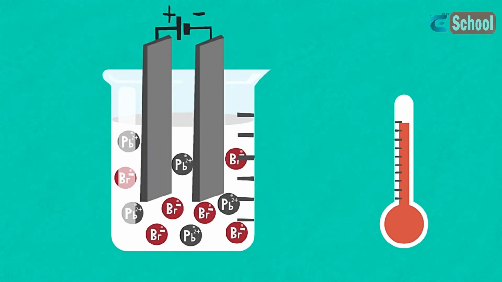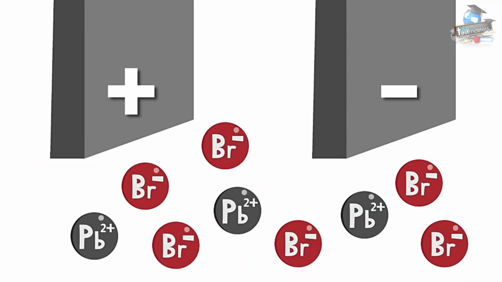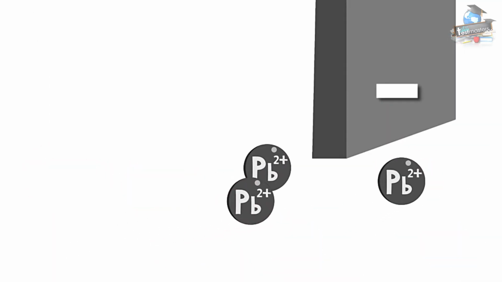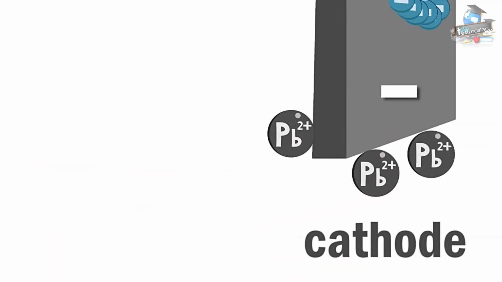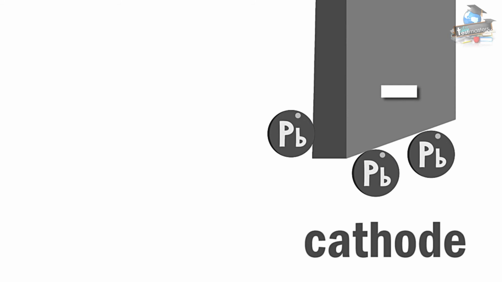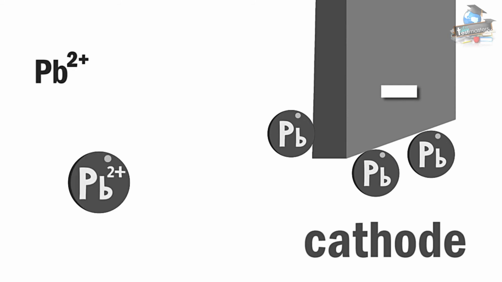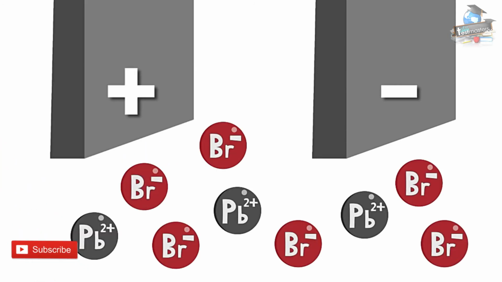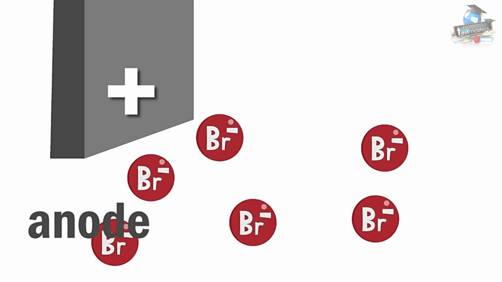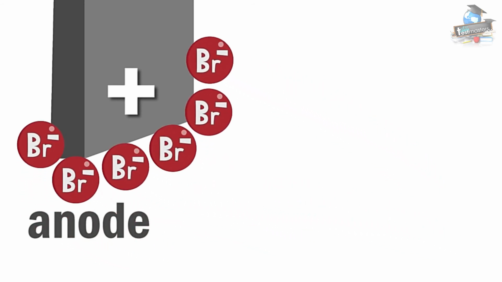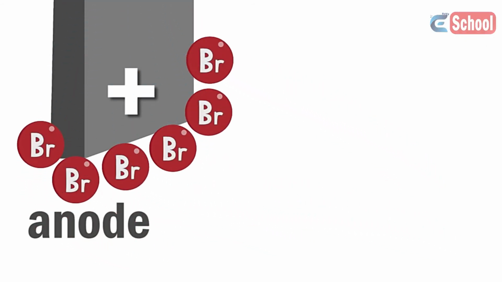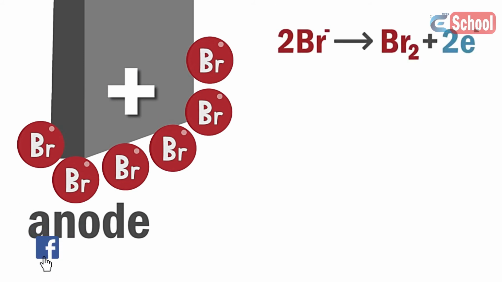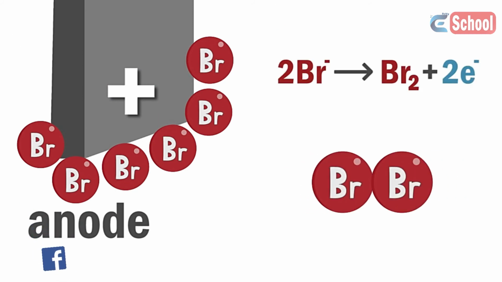When the electrodes are connected to a DC power source, the lead cations will be attracted to the negative cathode, where they will gain electrons and become lead atoms. And in this case, each cation requires 2 electrons to neutralize the 2+ positive charge. At the anode or positive electrode, the bromide ions will each lose a single electron and become bromine atoms. And like the chlorine atoms, they will pair up to form bromine molecules.